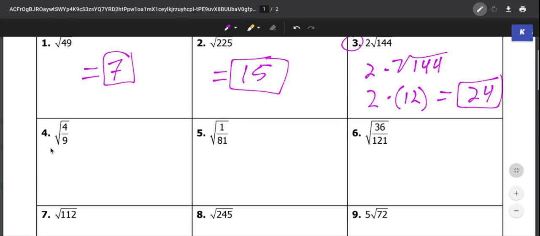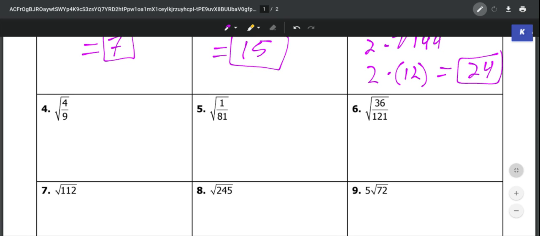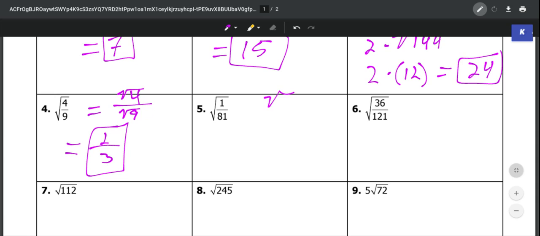Anytime you have a fraction, the way that fractions work in a square root, this is pretty much like saying square root of 4 over the square root of 9. So you take the square root of the numerator and the square root of the denominator, and you just keep them as a fraction. So square root of 4 is 2, square root of 9 is 3. Number 5 is the same way. This is pretty much like saying square root of 1 over the square root of 81. That's going to be 1 over 9.